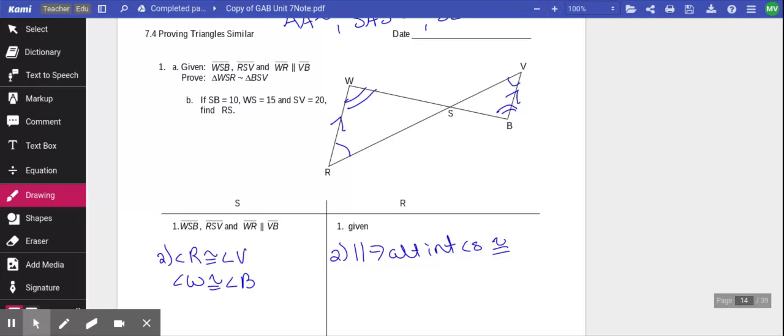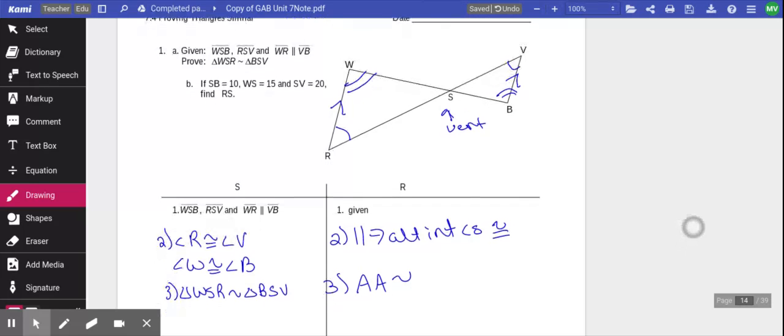Now, if I wanted to, instead of doing both of those, I could have done one pair of those and then used my vertical angles. But now that I know that, I have enough to say these two triangles are similar by angle-angle similarity. So triangle WSR is similar to triangle BSV, and the reason is angle-angle similarity.